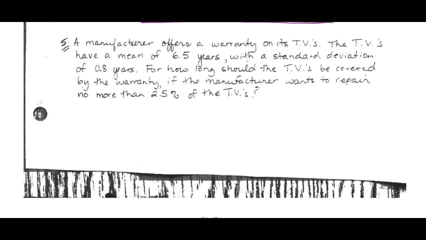A manufacturer offers a warranty on its TVs. The TVs have a mean of 6.5 years with a standard deviation of 0.8 years. I'm guessing that's their life. For how long should the TVs be covered by the warranty if the manufacturer wants to repair no more than 2.5% of the TVs? Okay, so for any normal distribution type of question, sketch out the distribution, right? Because you want to be able to label this, shade this, then figure out what it is you want to do. And I'll put this up so if you want to see the rest of it, it'll be online.